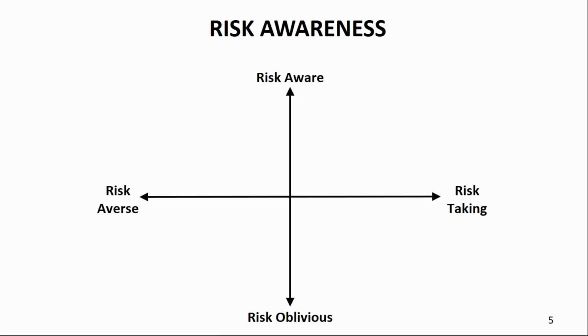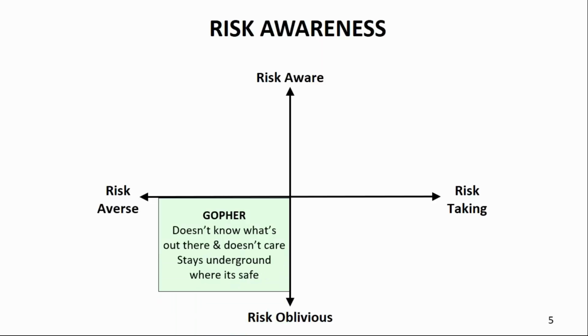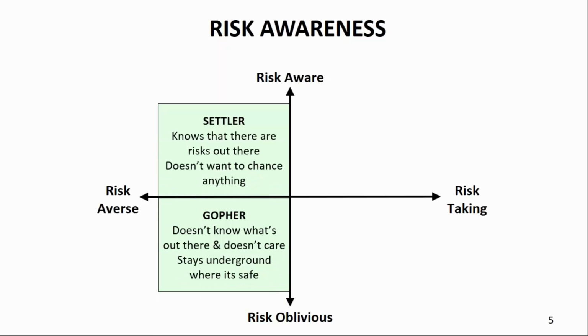Look at this slide. We have the gopher. Now the gopher is an underground creature. It doesn't know what's out there and doesn't care to know. It stays underground where it perceives it is safe, totally risk oblivious. The settler, on the other hand, is risk averse. He or she knows that there are risks out there, but doesn't want to chance anything.